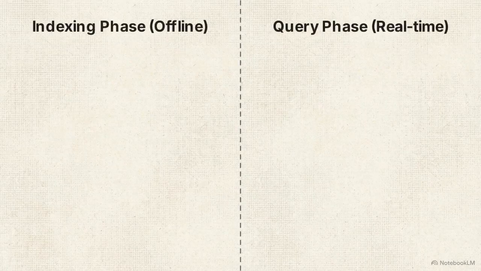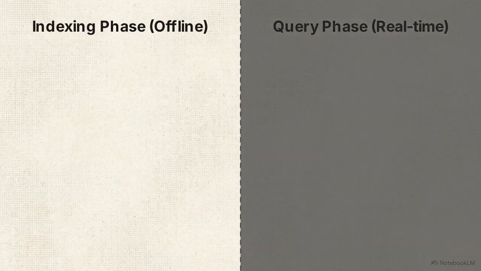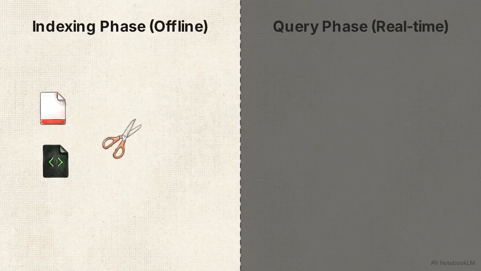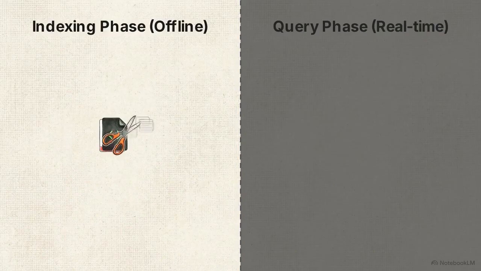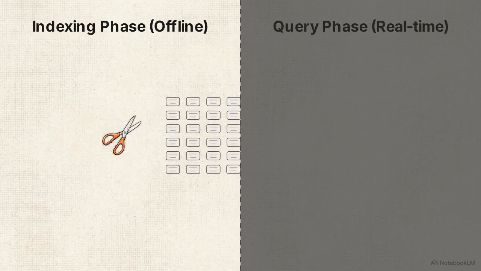This diagram shows the two-phase state machine of Basic RAG, an offline indexing phase on the left and a real-time query phase on the right. Let's focus entirely on the indexing phase, where we load our raw knowledge base, PDFs, wikis, and code repositories. Once loaded, the documents undergo their first transformation: chunking. The system breaks these massive files into smaller, retrieval-sized pieces.